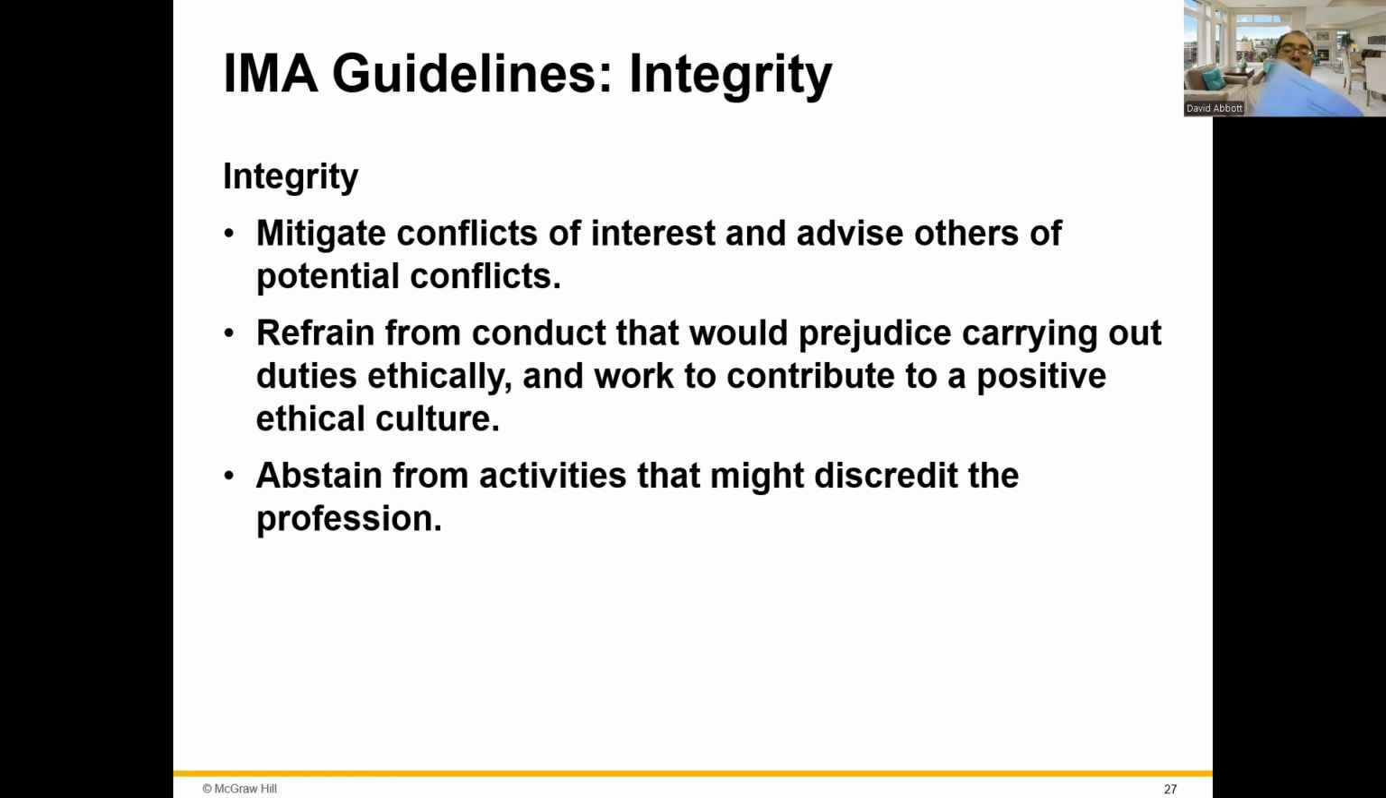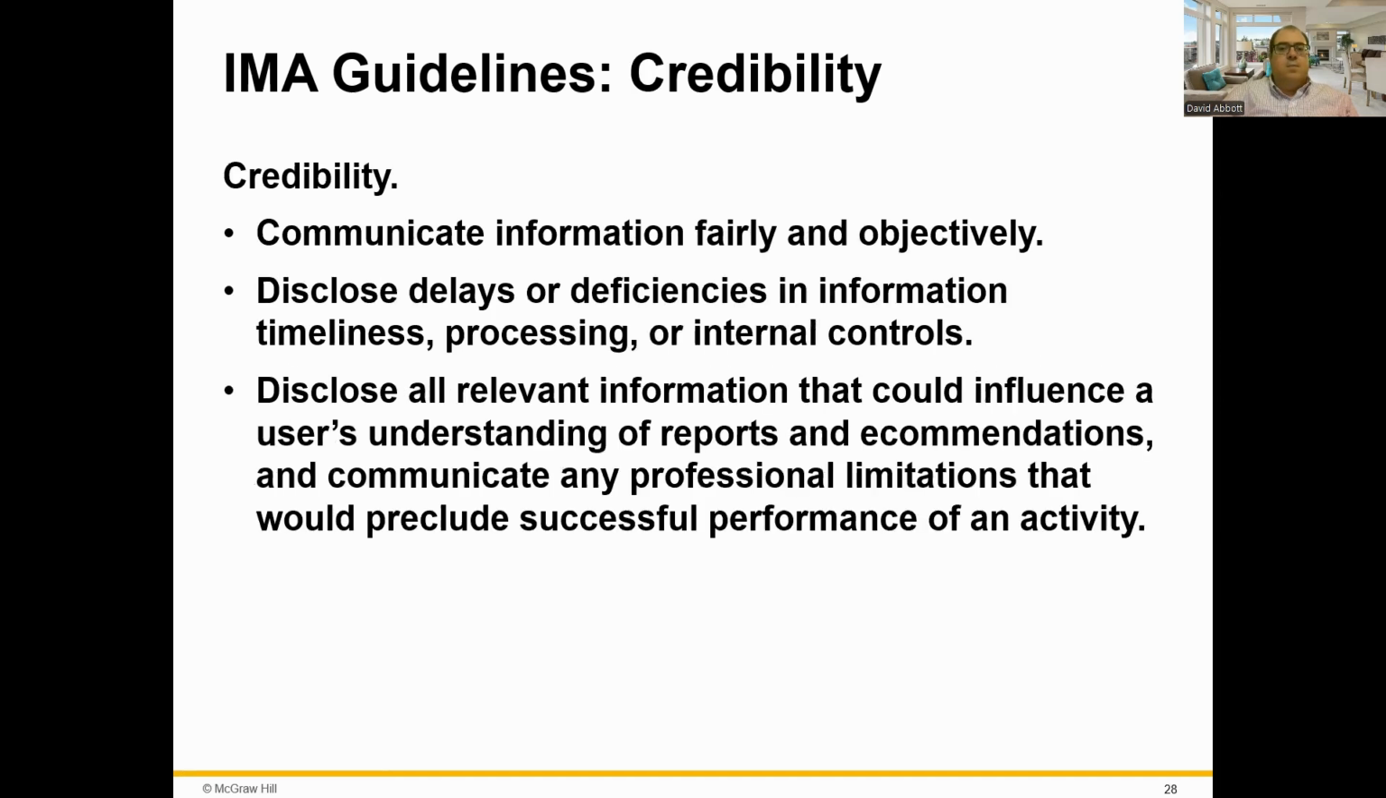Again, integrity, that's another area that is vitally important. So we want to mitigate conflicts of interest and advise others of any potential conflicts that might exist. We want to refrain from conduct that would prejudice carrying out duties ethically and work to contribute to a positive ethical culture. We also want to abstain from activities that might discredit the profession.